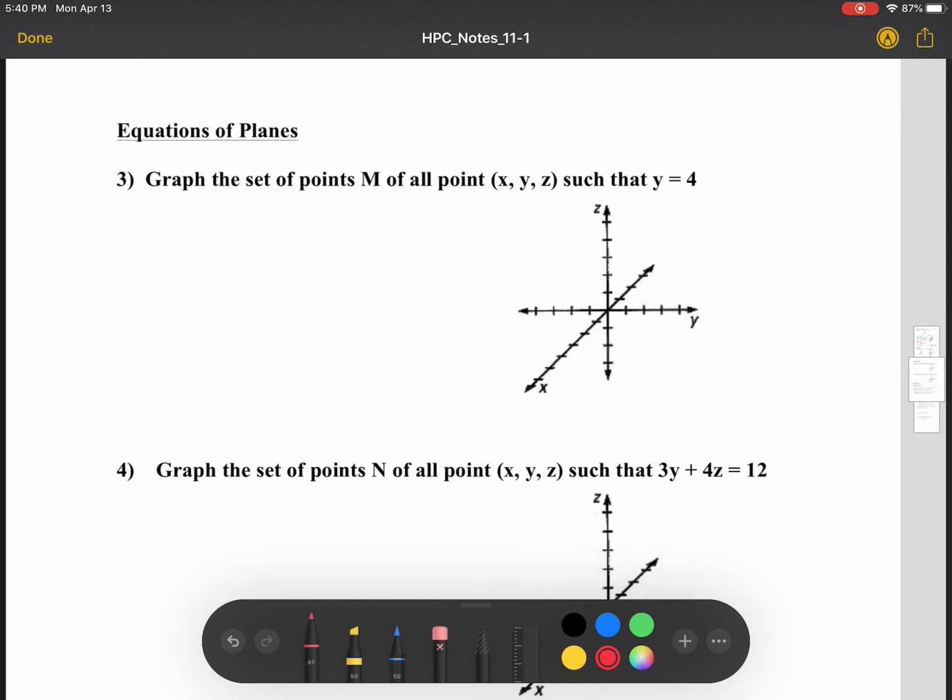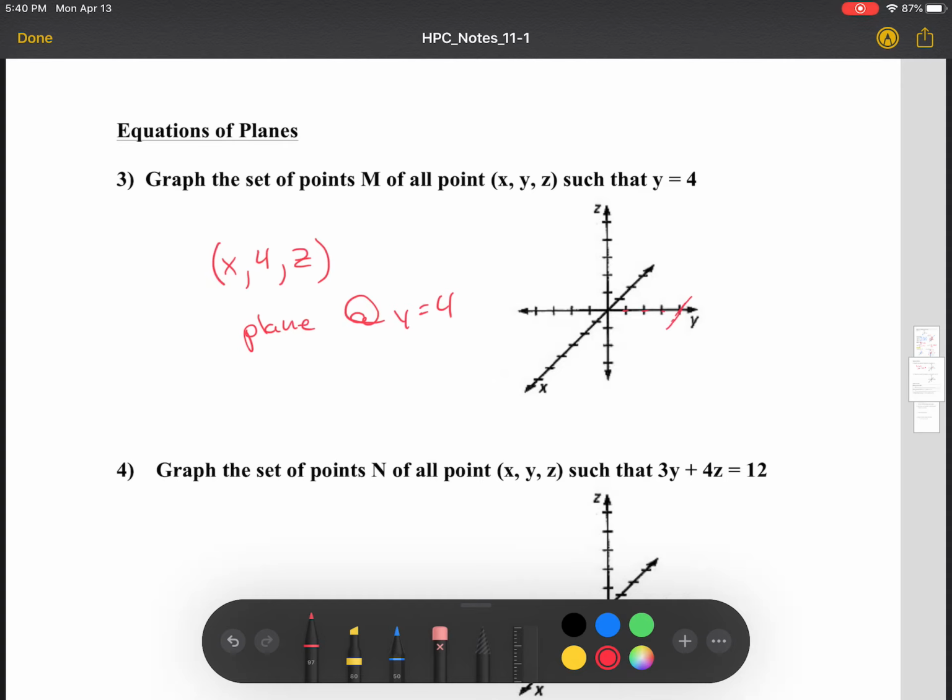Okay, so graph the set of points M of all points x, y, and z such that y equals 4. So what are they asking us? They're saying we're graphing the whole plane at point y. So you think about it, x can be any point, our y has to be at point 4, and z can be any point. Okay, so it's a plane at y equals 4.